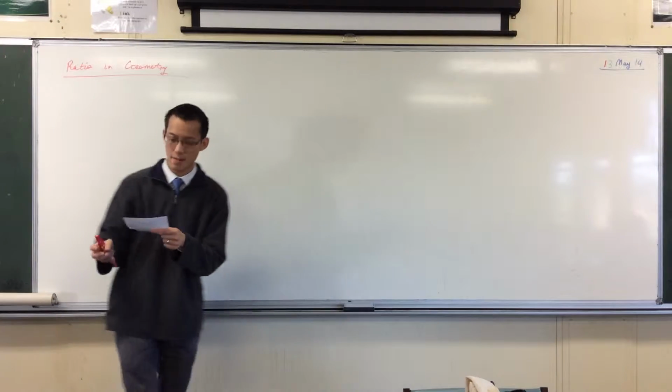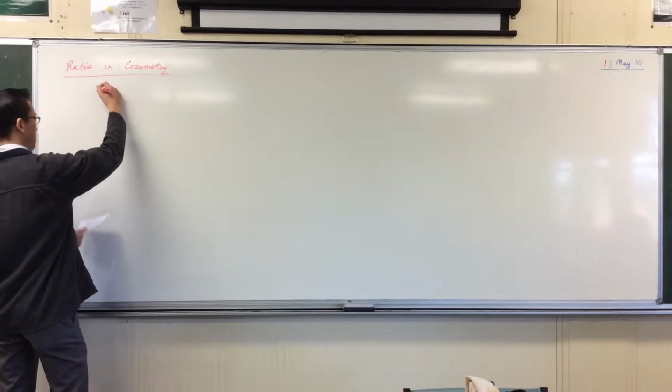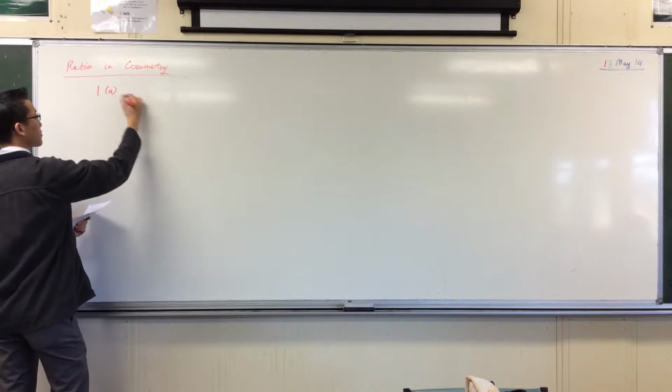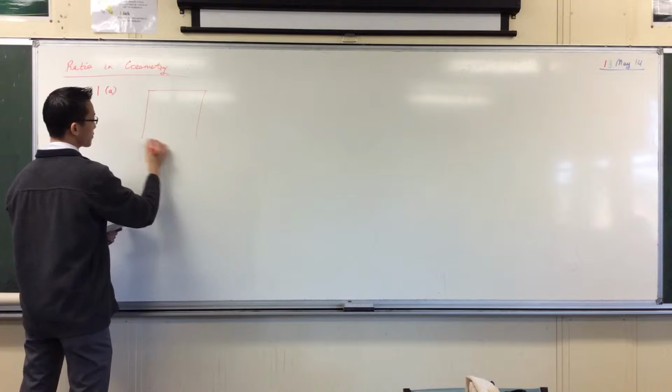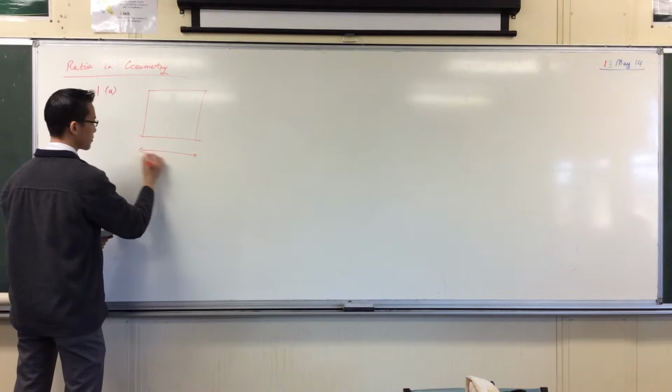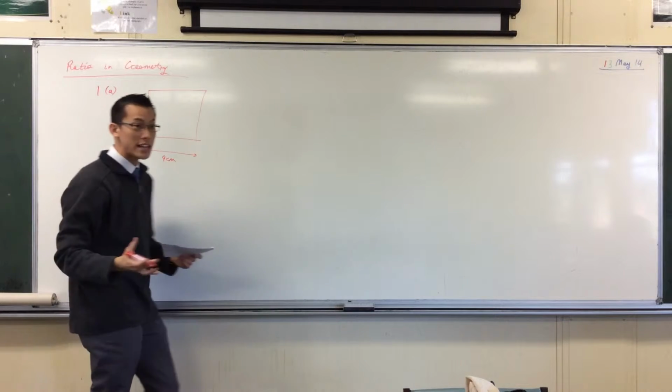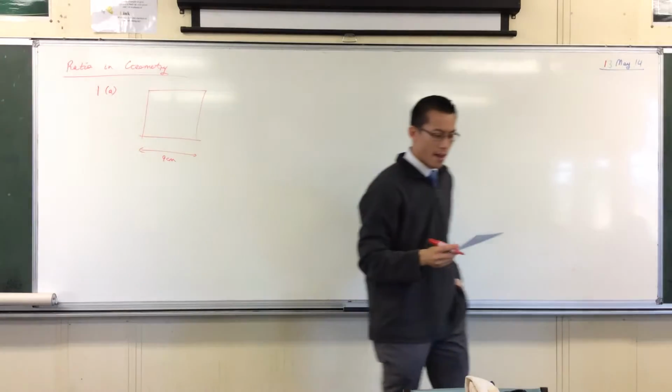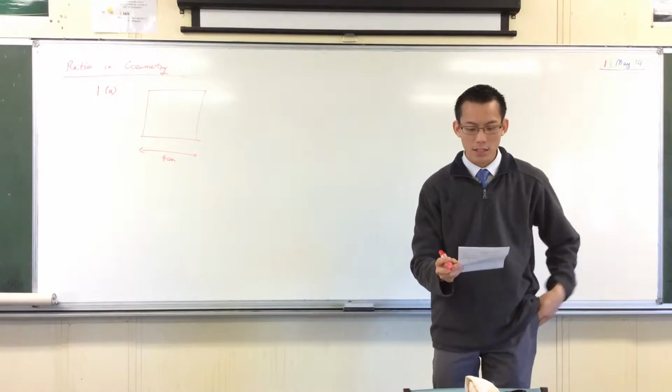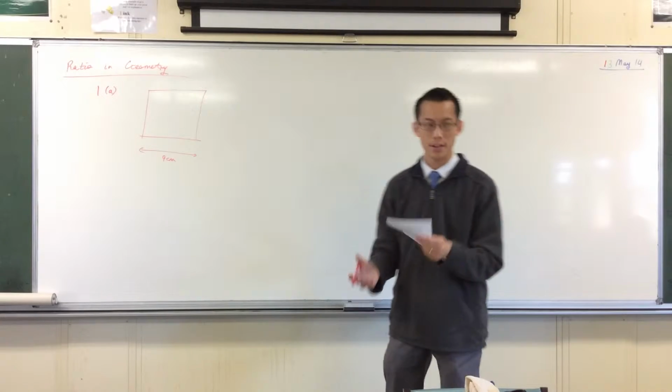A square is 9 centimeters long, so draw yourself a square. Square is 9 centimeters long. There you go, okay? Now, what's the question? They ask for the ratio of, now, stop.